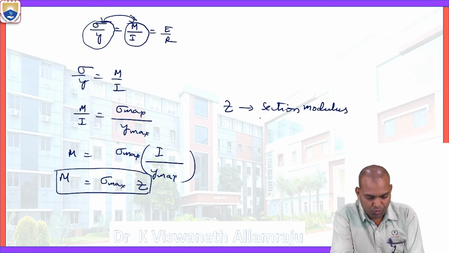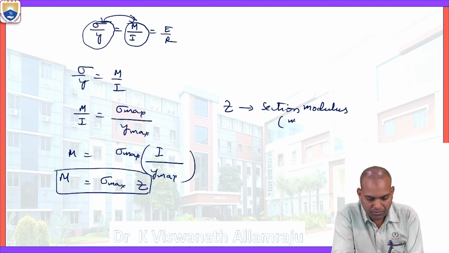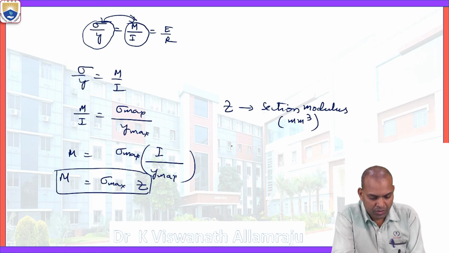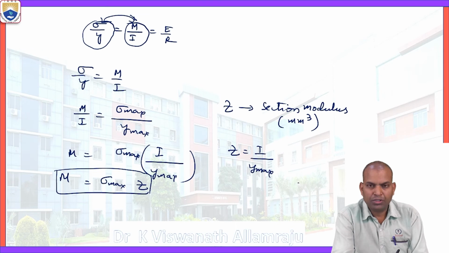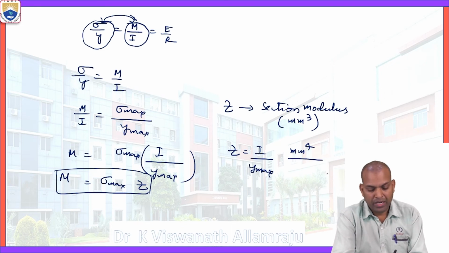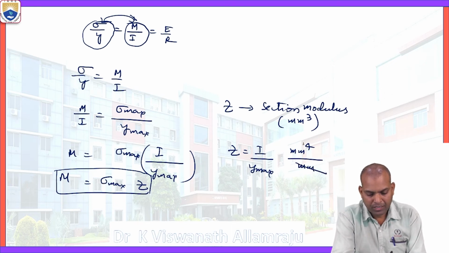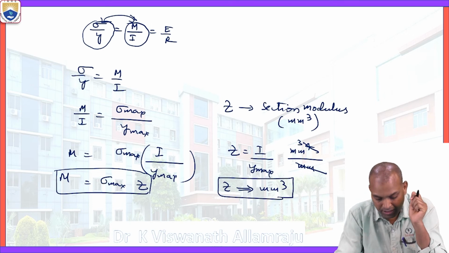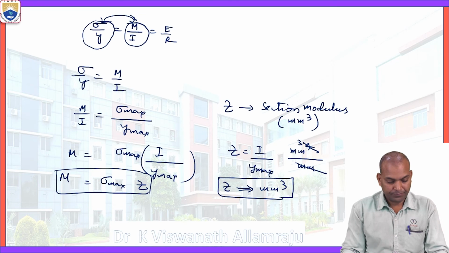And again, the unit for section modulus is mm cube. It is very simple. How does it come? The unit for I, area moment of inertia, is mm to the power 4 and y maximum unit is mm. Then Z unit is mm cube, where Z is the section modulus.